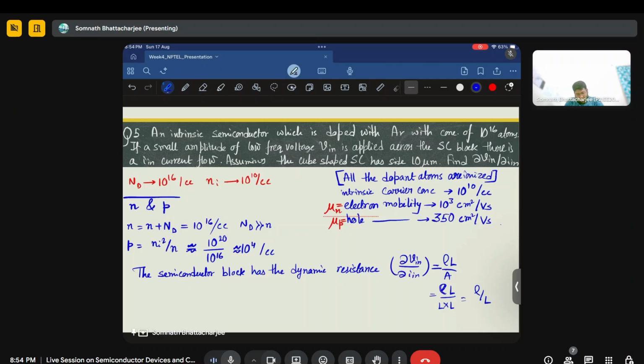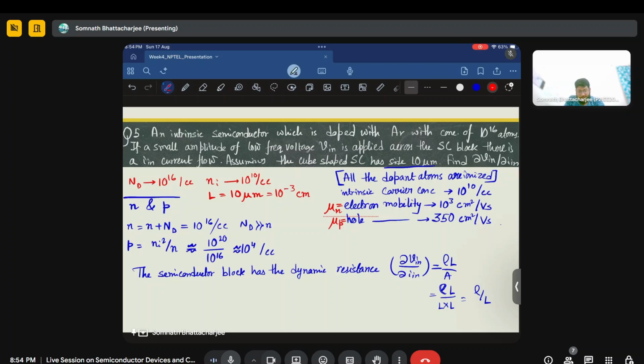Now we have the value of L here. Where was it? There was the value of L, right? So we can maybe write it down as well. The value of L was 10 micrometers. If we are converting micrometers to centimeters, that would be 10 to the power minus 3 centimeter, because everything else is in cc, that is centimeter cube.